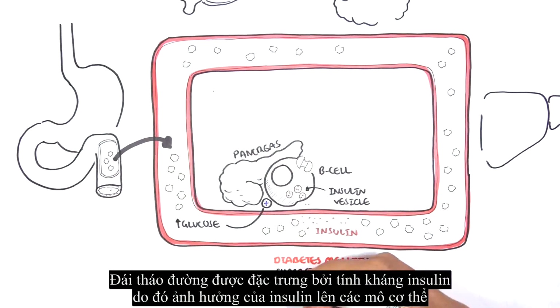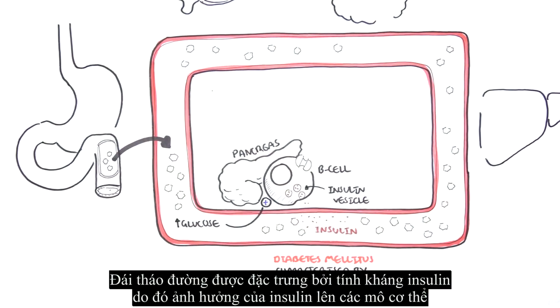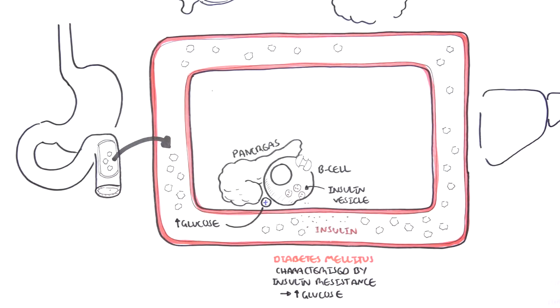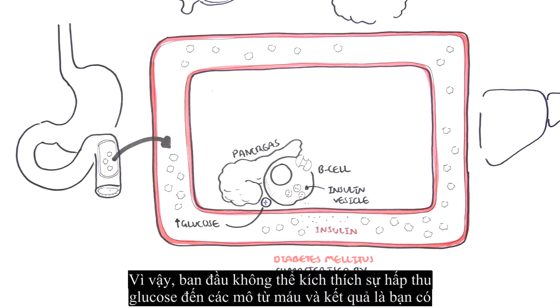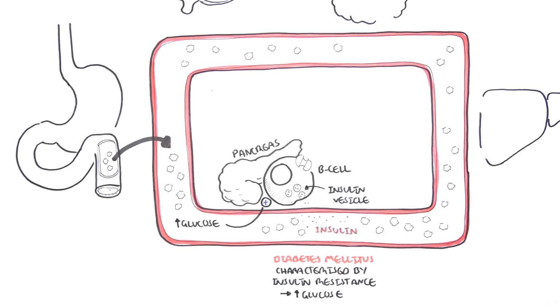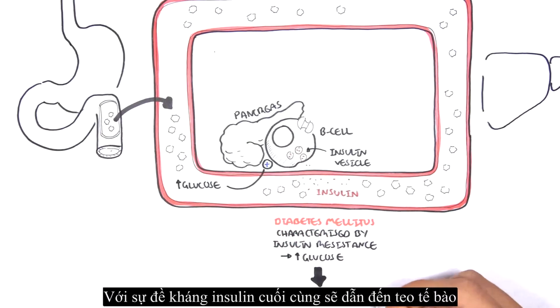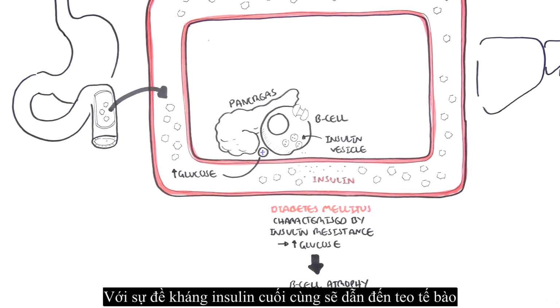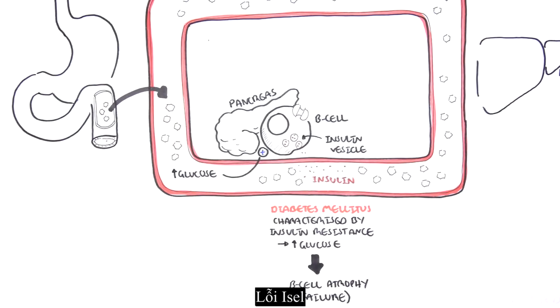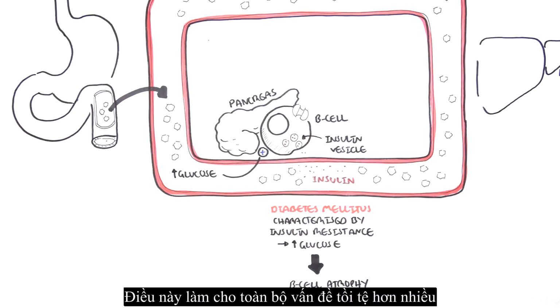Diabetes mellitus is characterized by insulin resistance, so the effects of insulin on body tissues doesn't work properly. So the insulin cannot stimulate glucose uptake to tissues from the blood, and as a result, you have a sort of persistent high blood glucose. Increase in blood glucose with insulin resistance will eventually lead to B cell atrophy, B cell failure, which makes the whole problem a lot worse.